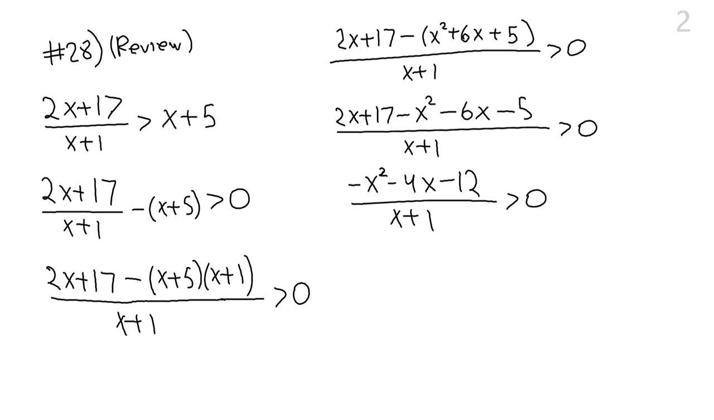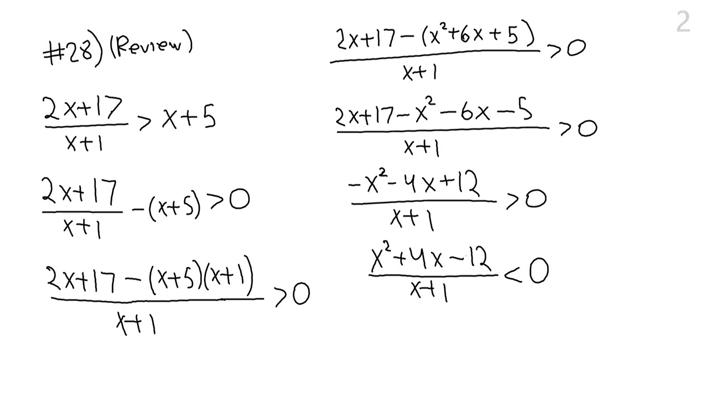Now we can multiply both sides of the inequality by negative 1. We don't have to, but it makes the numerator easier to factor. It's okay to multiply by a constant. The trouble starts when you start multiplying by a variable. So we multiplied by negative 1, and what we got was the following inequality. So now we have x squared plus 4x minus 12 divided by x plus 1.